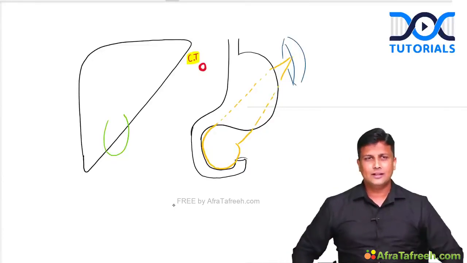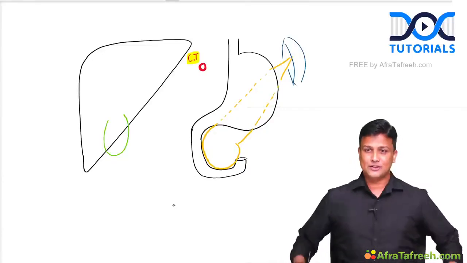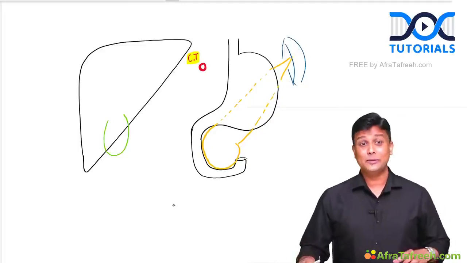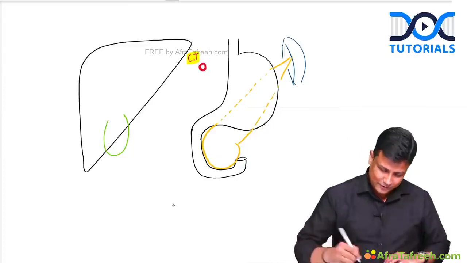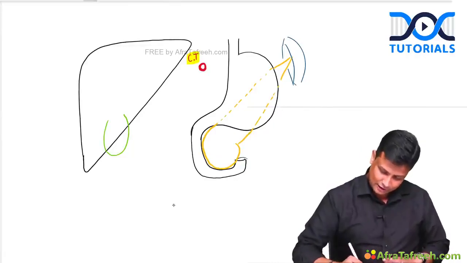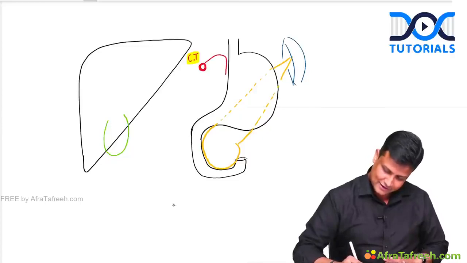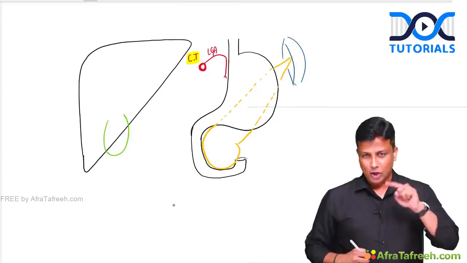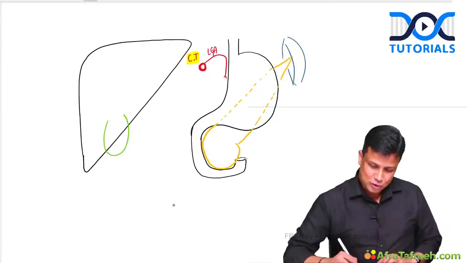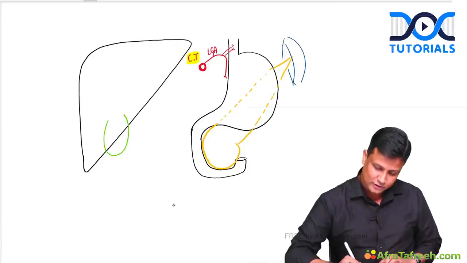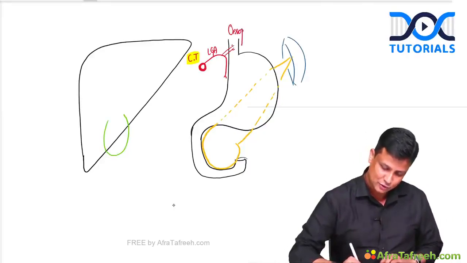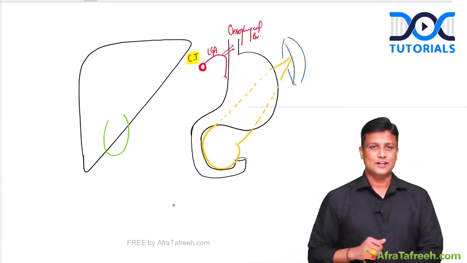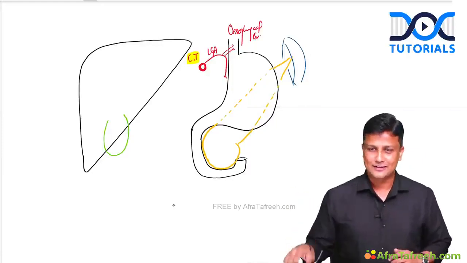I hope you all know very well that the celiac trunk is going to give rise to 3 major branches. Number 1, you'll be having the left gastric artery. That is the easiest one. On its way to the lesser curvature of the stomach, it will be giving branches to what? To the esophagus, and these are the esophageal branches, guys. That's done. Left gastric artery is completed here.